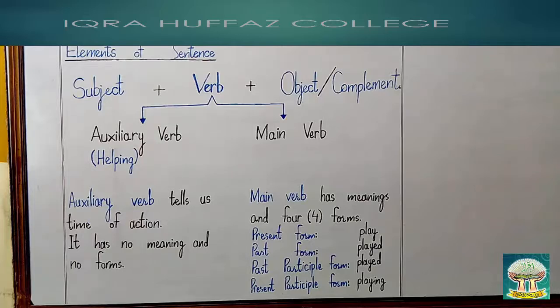It has no meaning and no forms. On the other hand, the second branch of verb, which is main verb. Main verb has meanings and four forms: present form, past form, past participle form, and present participle form.